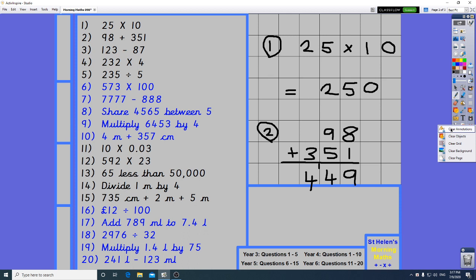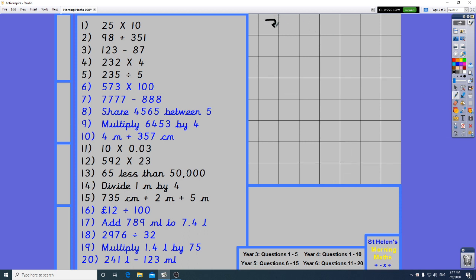As always, we're on question 3 next. 123 take away 87. Don't line it up like this. That's wrong, isn't it? Don't put the 87 there. You need to line it up down the right and put the 87 here. Hopefully now at the end of year 3 you're very good on your lining up.